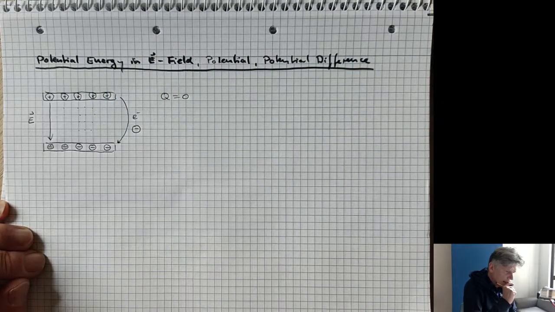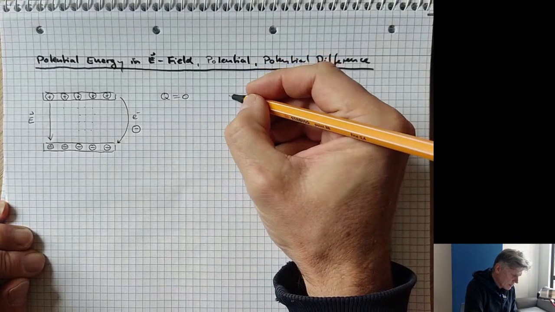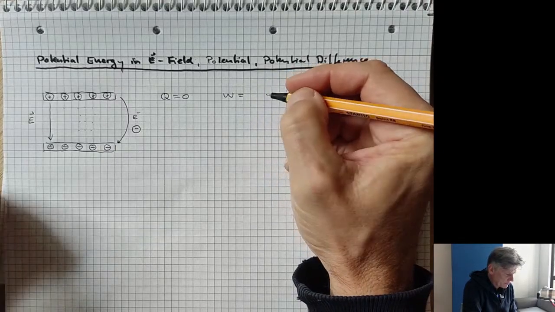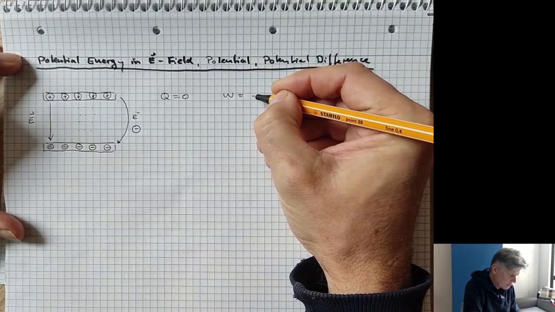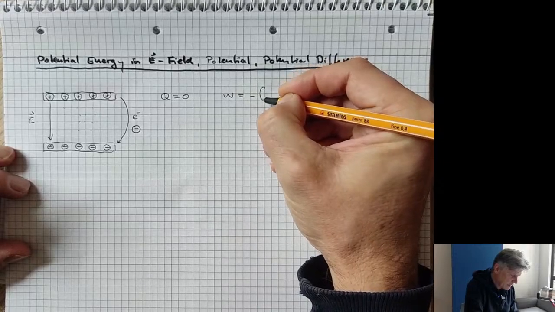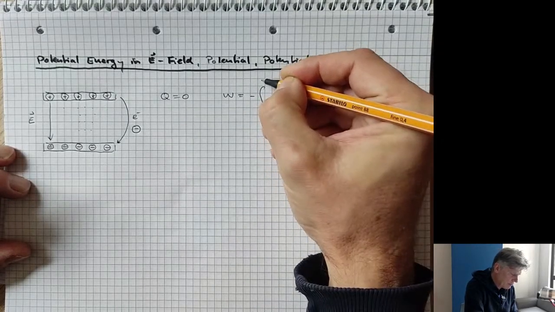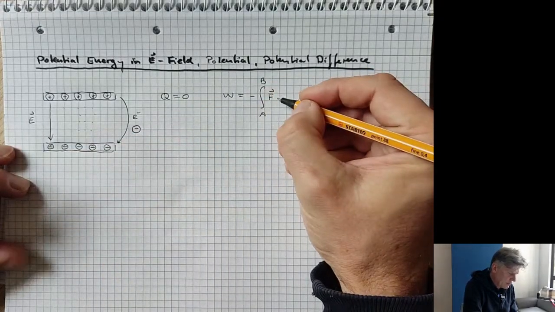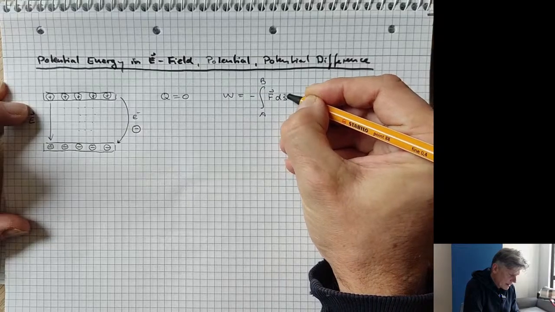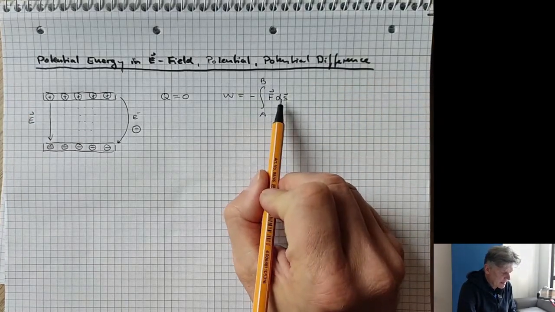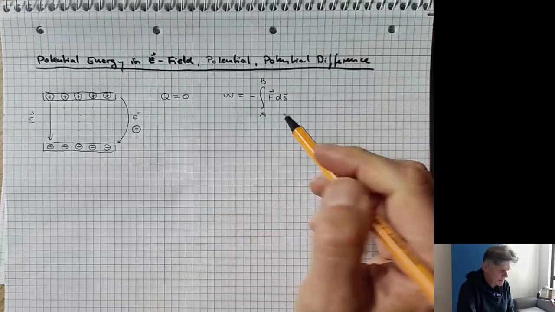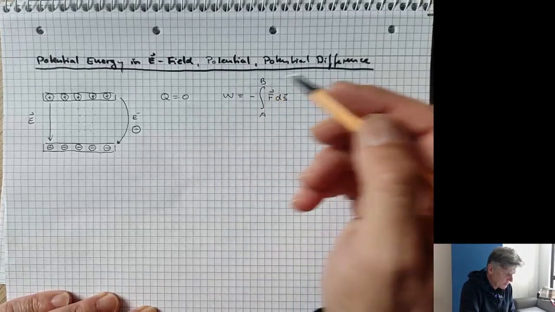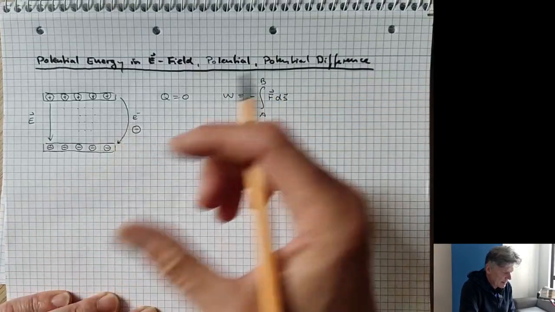The work we have to apply to a certain charge, to move a charge from one place to another in an electric field, let's say from point A to point B, is the electric force exerted on the charge times a little vector on the path of motion. That path describes where we start and where we end.